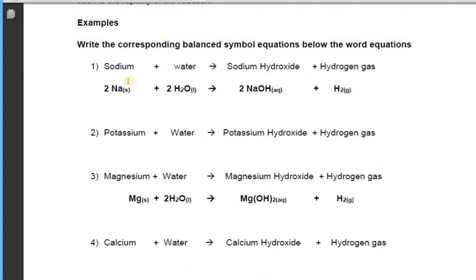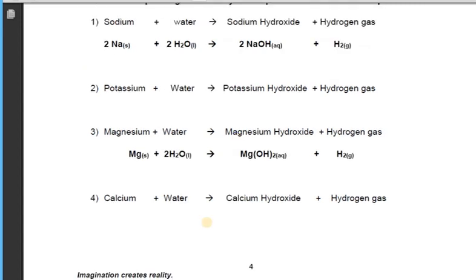Observe the state symbols. Sodium is a solid, water is a liquid. Sodium hydroxide is aqueous. It's almost like a watery solution. Then hydrogen gas. So you guys can fill in for potassium and for calcium. The reason why I did this one as well is because I wanted you to see how the formula for magnesium hydroxide looks.